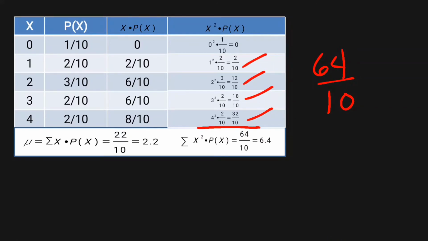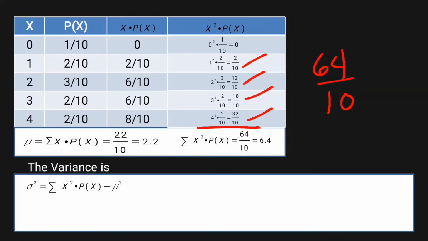Okay, so let's use the formula now. Let's substitute. These are what we need: 6.4 and 2.2. Just substitute in our formula. Sigma squared equals the summation of x squared times p of x minus mu squared. So this is the 6.4, and 2.2 is our mu or mean. So we have sigma squared equal to 6.4 minus 2.2 squared.